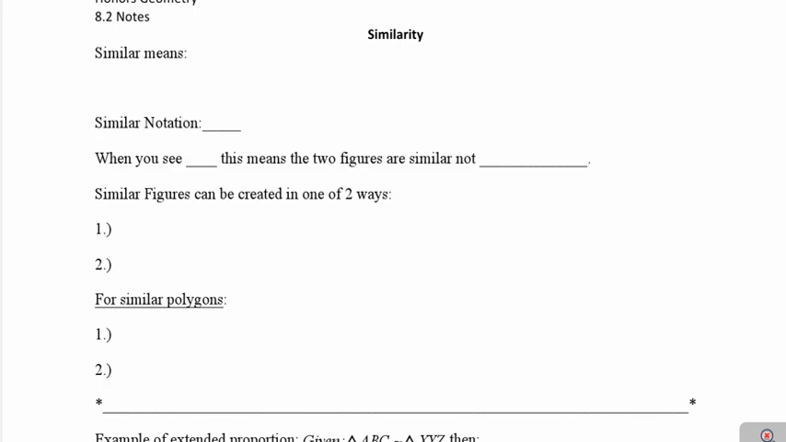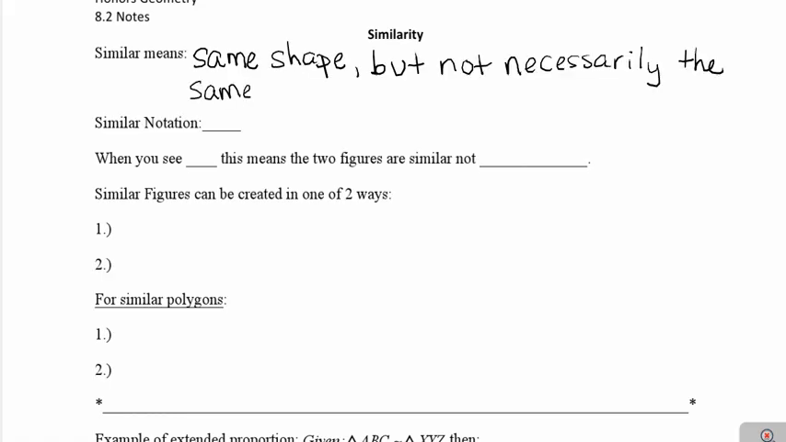In this video, you will learn about the definition of similar, and in particular, we're going to focus on similar triangles and being able to identify them from a diagram. So to begin, the definition of similar means two figures that have the same shape, but not necessarily the same size. So again, they're figures that have the same shape, but not necessarily the same size.